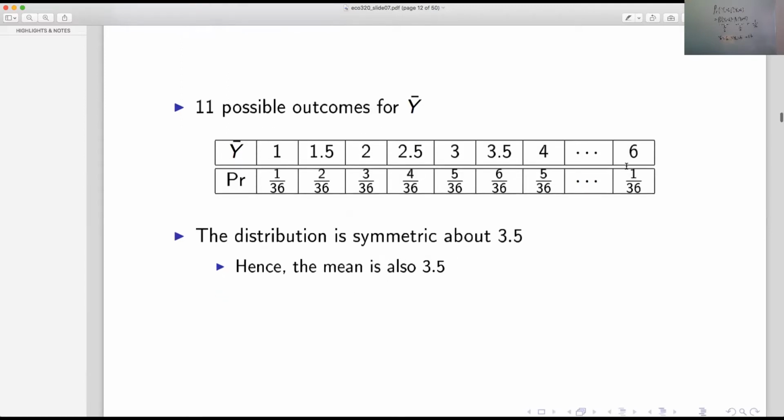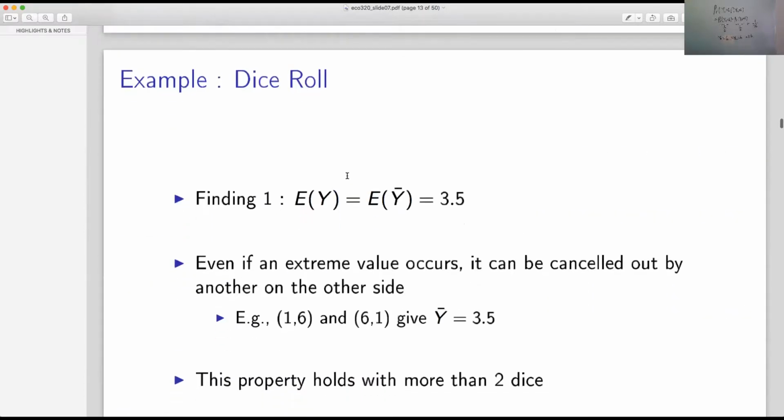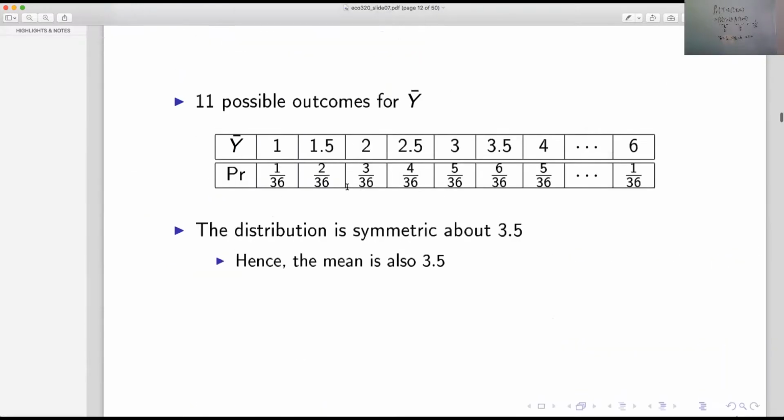You might want to try the 11 outcomes, and then see why this is symmetric, okay? So the first finding is like that. If you do the math, you multiply 1 times 1 over 36, plus 1.5 times 2 over 36, plus 2 times 3 over 36, etc. I mean, this is how we get the average, right?